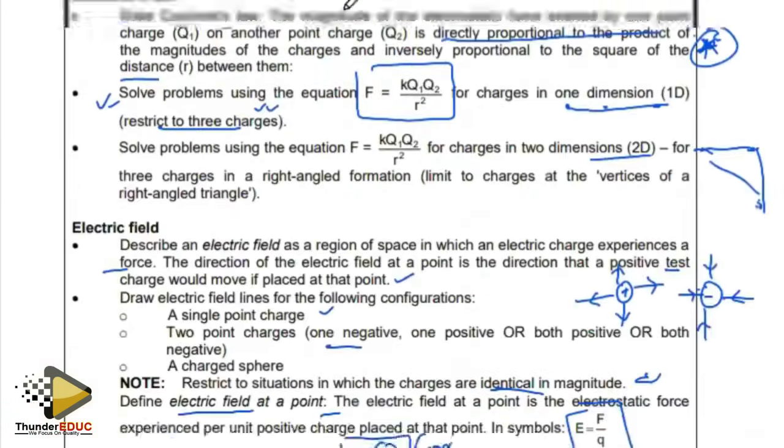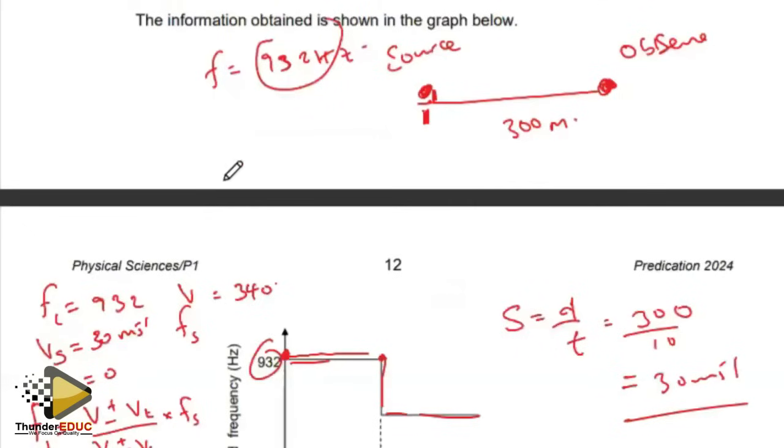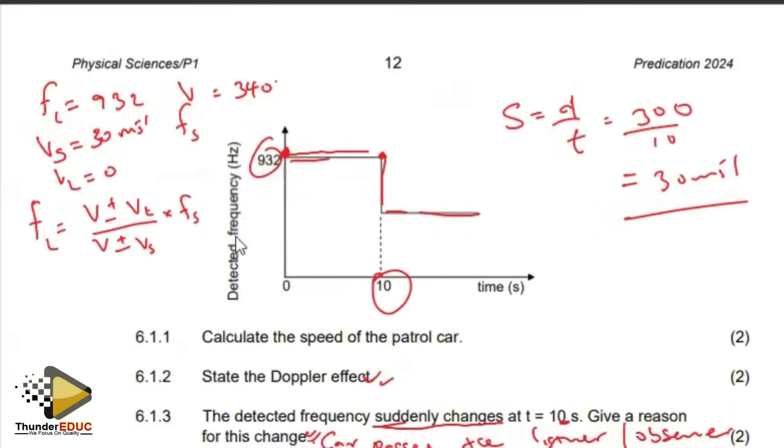Let's just go back there and be sure. Perfect. Okay, then let me do the substitution. This is going to be 932 is equal to my 340 minus velocity of the listener is 0. Am I using a minus? That's going to be a plus since it's approaching. Okay. Then this is going to be 340 minus the 30 times the Fs.